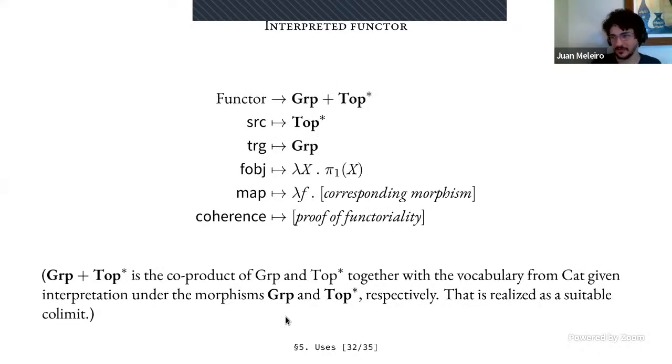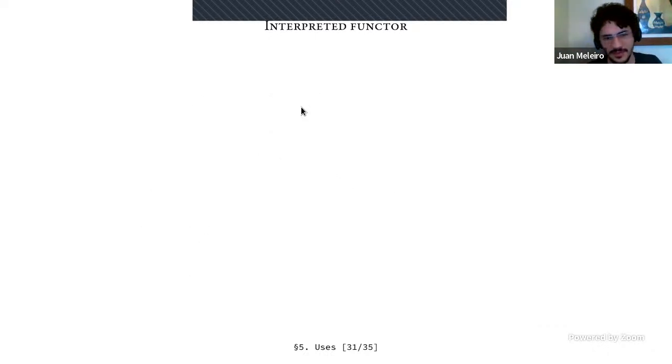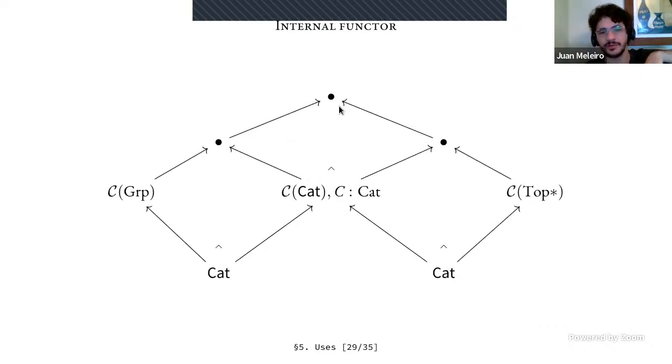Interpret functor inside of a theory, which allows us to talk about the category of groups and the category of topological spaces. Then the term source is interpreted as the category of topological spaces, this term target as the category of groups, and etc. Here I've just put a note that says, what is this theory we're talking about? But you can think of kind of a co-limit where we take the vocabulary of groups, the vocabulary of the category of pointed topological spaces, and we combine all of it to be able to talk about them both. It's the theory that's on the top of the diagram.